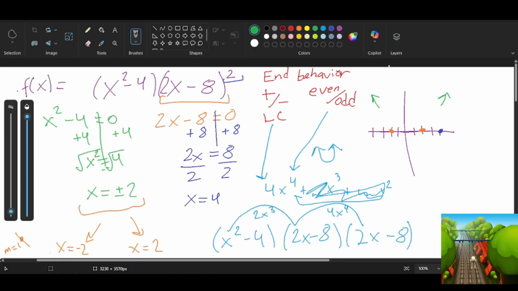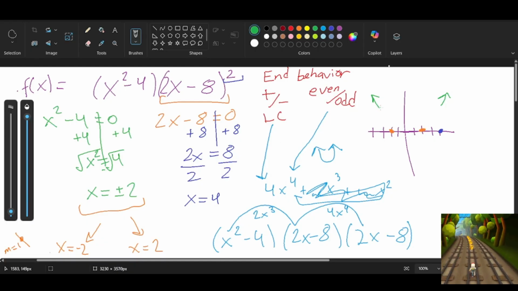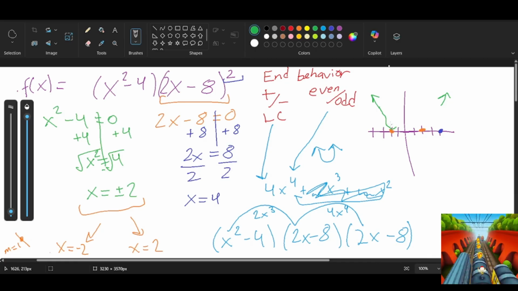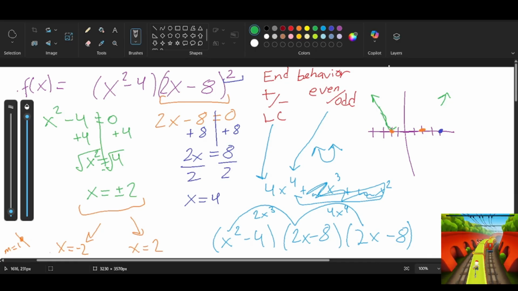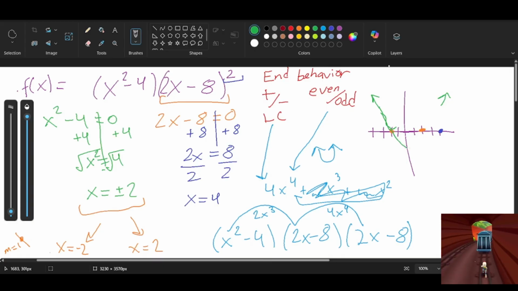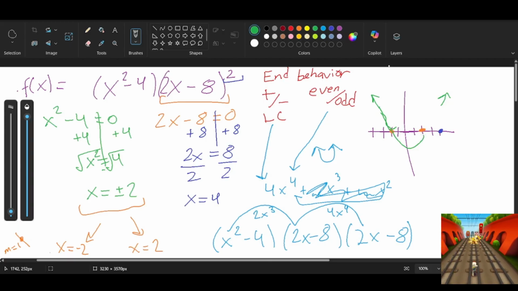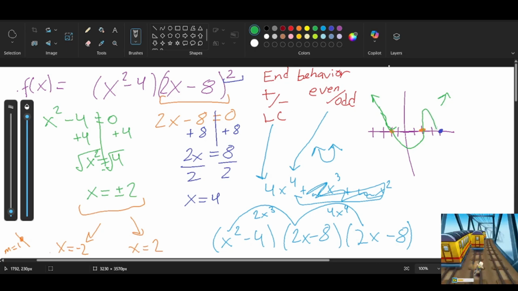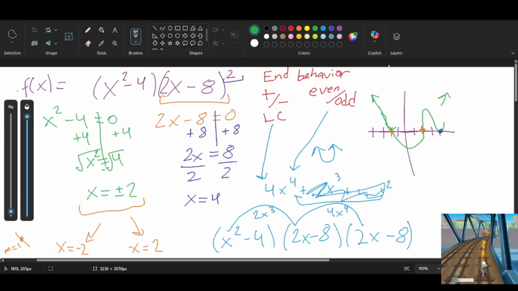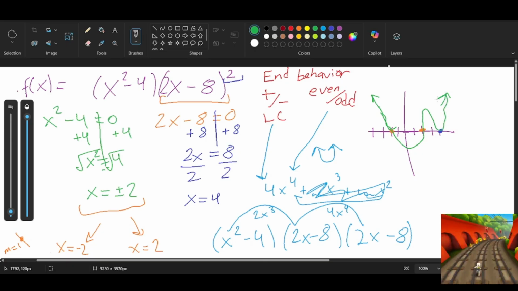And then I have my 3 x-intercepts. So I'm going to start on the top left. I'm going to come down to my first x-intercept. It has a multiplicity of 1, so let me make this a little more straight. It's going to go right through the point. It's going to come back up to my second x-intercept at x equals positive 2. I see that's a multiplicity of 1, so it's going to go straight through. And then it comes back down to my third x-intercept. But that's a multiplicity of 2, so I bounce off and go up to the right.